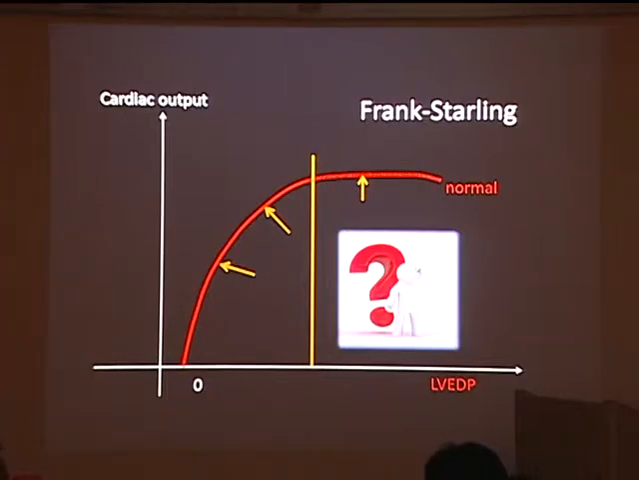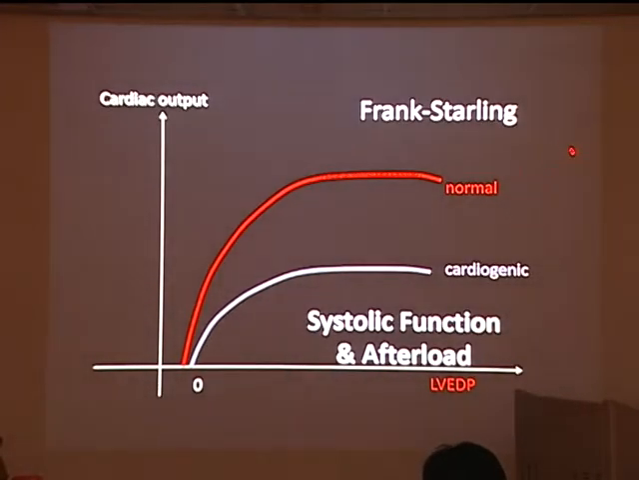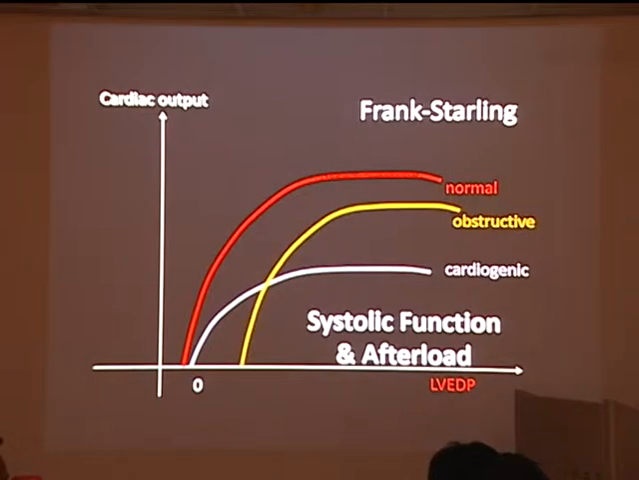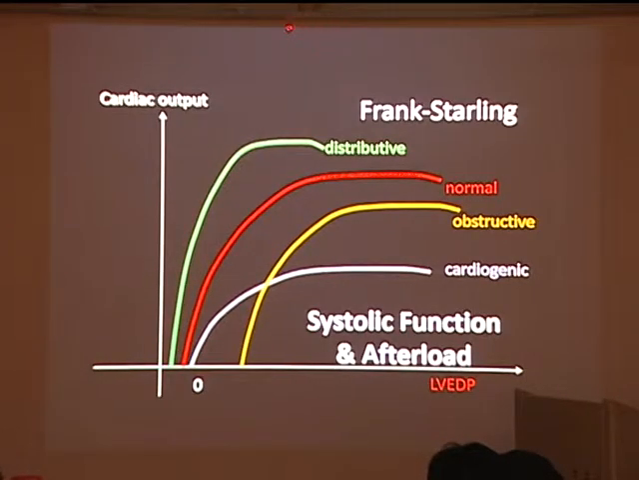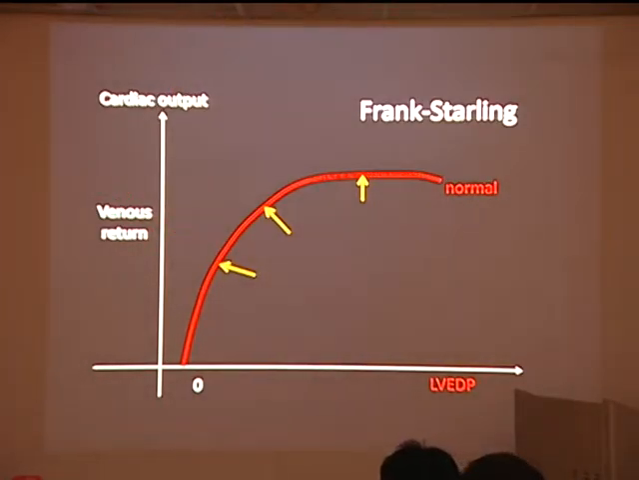Right? So what determines where your patient is on this Frank-Starling curve? Is it the systolic function of the heart? It's actually not the systolic function of the heart, because if you have a patient with cardiogenic shock, this is the Frank-Starling curve for your patient. If you have a patient with obstructive shock, the whole curve moves to the right. Now, of course, if you have a distributive shock, the curve is going to look very, very steep. Okay? So the systolic function doesn't determine where our patient is on the Frank-Starling curve. The venous return is actually the one that determines where your patient is. Now, where the venous return meets your Frank-Starling curve, this is called the operating point of your cardiovascular system.